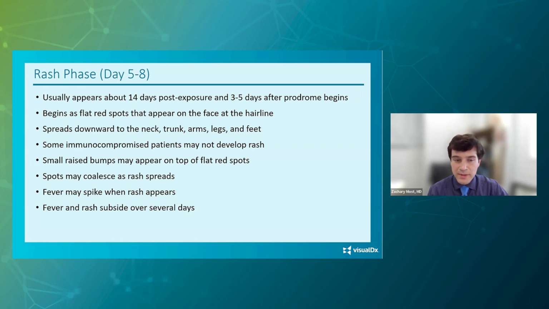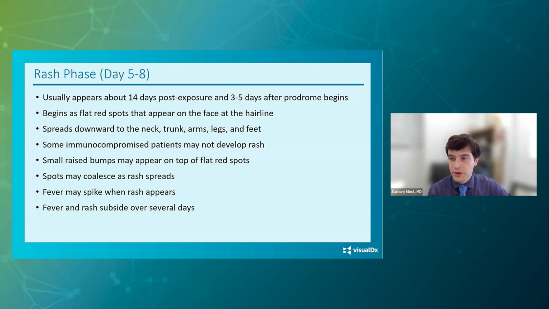Even though the rash is mostly macular, it can be maculopapular as well with some small raised red bumps. And the spots may start to coalesce as the rash spreads into larger erythematous areas. Usually the fever spikes quite high right around the time the rash starts, and the fever can get as high as 104 or 105 Fahrenheit. And then the fever and rash subside over the next several days.